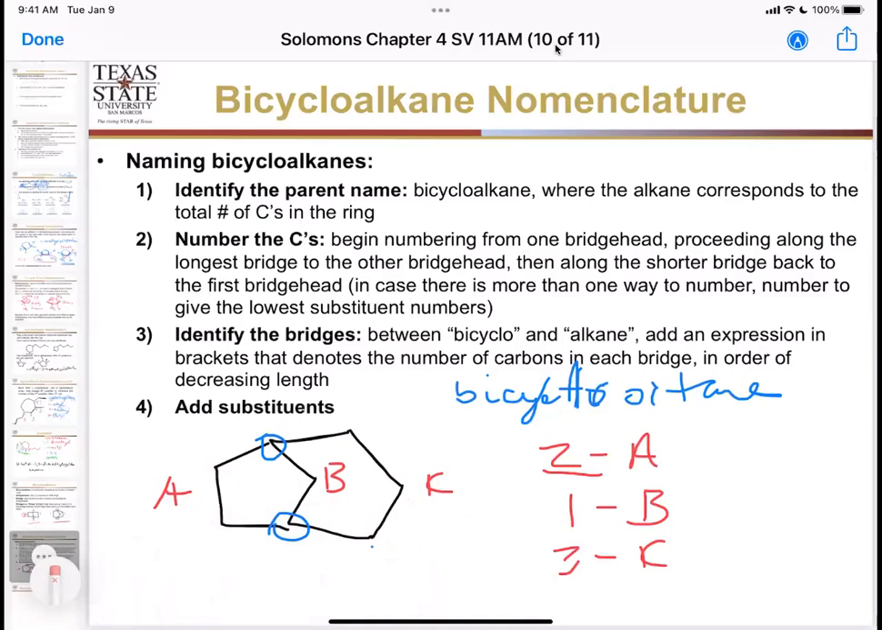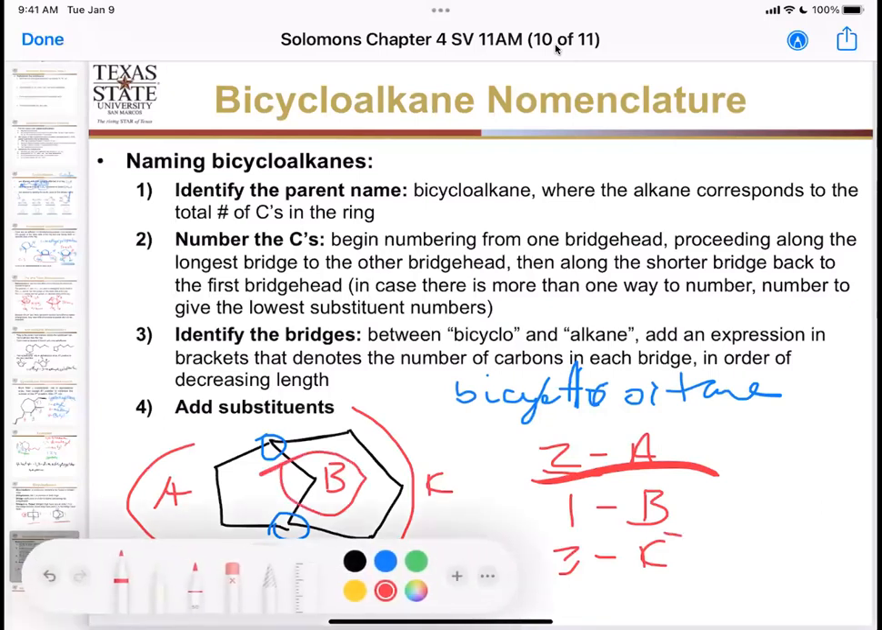Now let's name this. We're going to name it by the number of carbons in each bridge, from the highest to the lowest. So what does that mean? That means we're going to have the number 3 assigning this side right here, the number 2 assigning this side right here, and the number 1 assigning the center one here. So what does that look like? Well, we have a special notation for this.